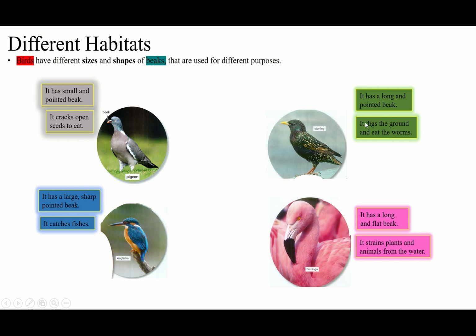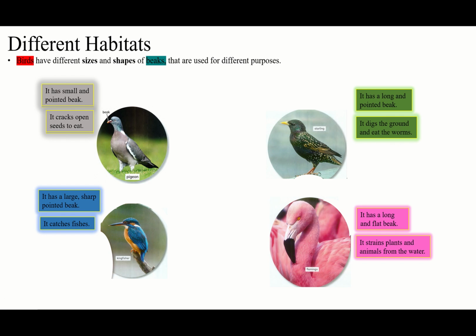What's the purpose for this? For digging the ground and eating the worms. Okay, if it were small pointed, it would mean the starling eats seeds too. But here it's long pointed. Why should the beak be long? To dig the ground and put the beak under the ground to take out the worms to eat. You see, if it's small, they cannot take out the worms to eat. It's long, that's why they can dig the ground and take out the worms.